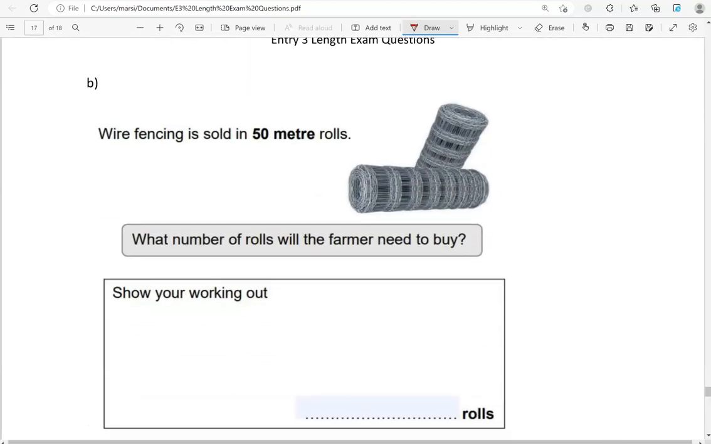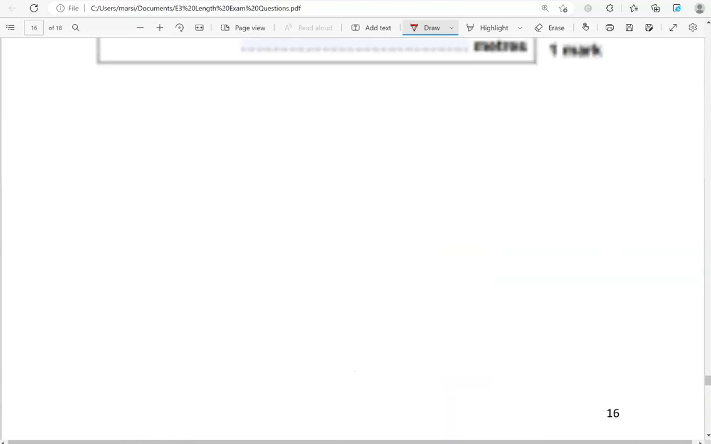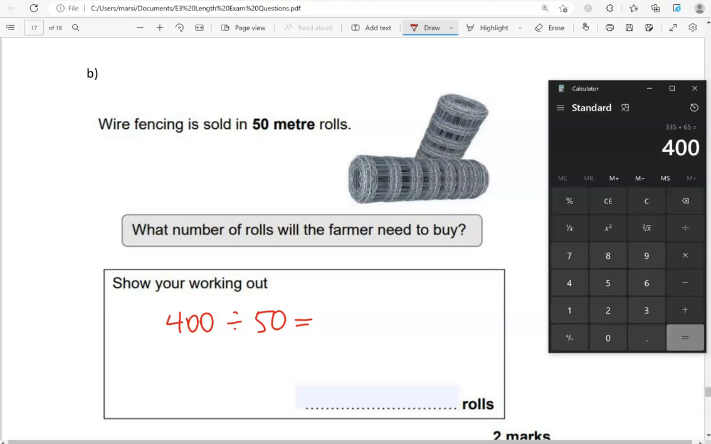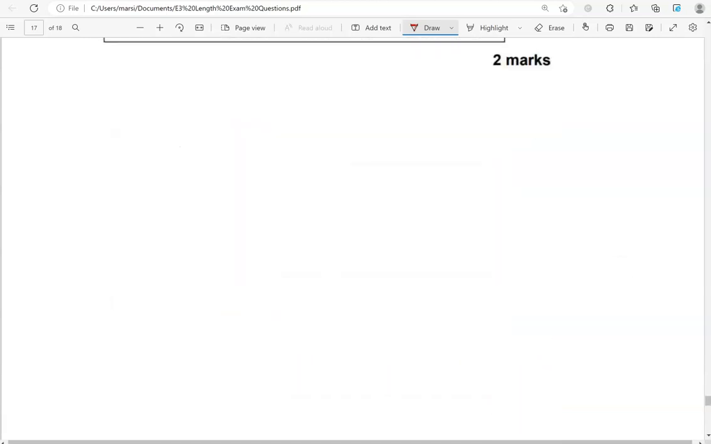Wire fencing is sold in 50-meter rolls. What number of rolls will the farmer need to buy? So he needs 400 meters of fencing in total. If we divide that by 50, because that's how long a roll is, then we can work out the number of rolls. So 400 divided by 50 gives us 8, so 8 rolls are needed.